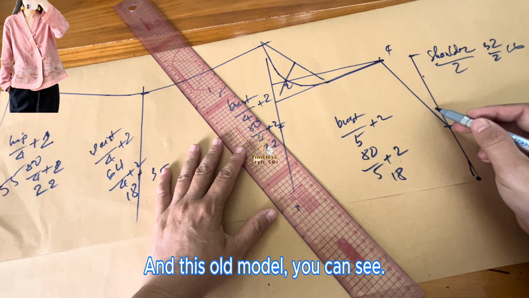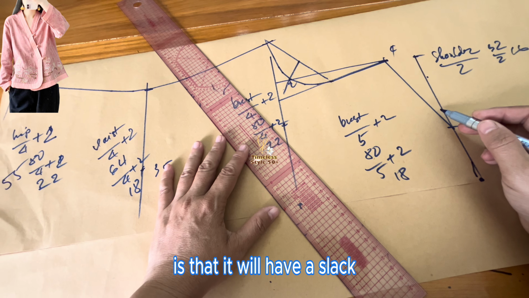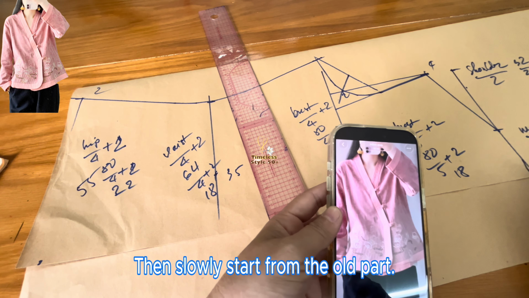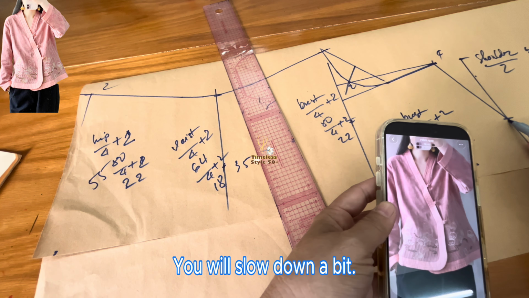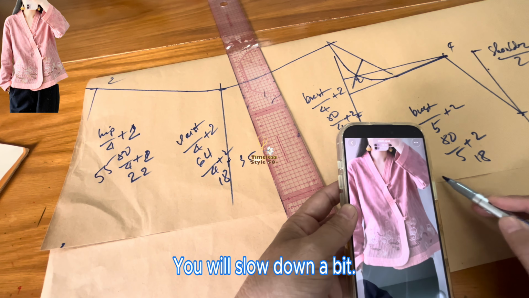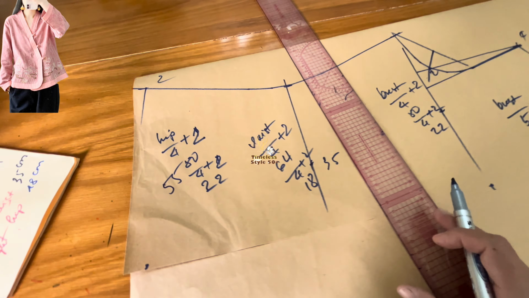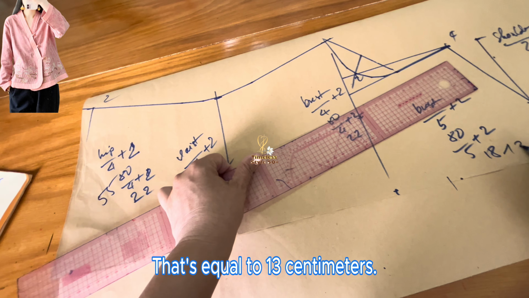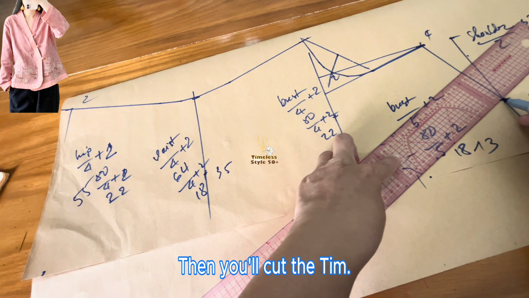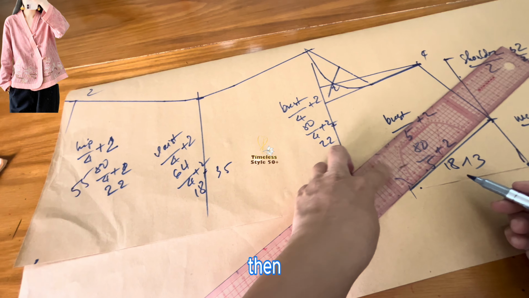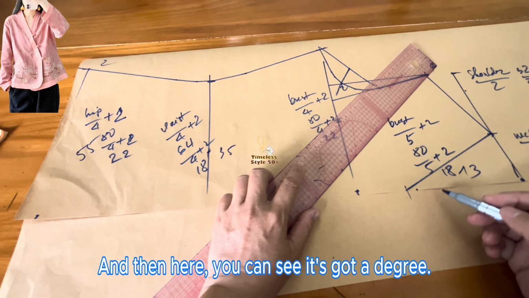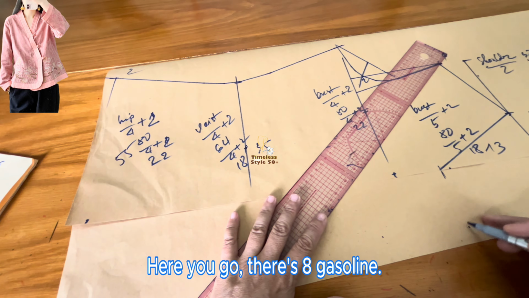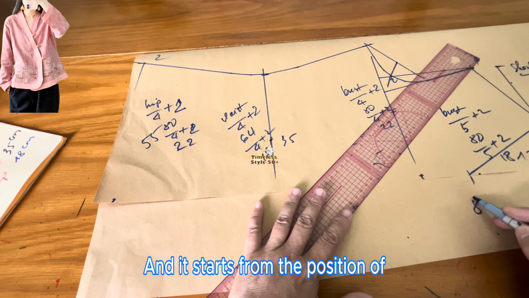And this old model, you can see, is that it will have a slack. Then slowly start from the old part. You will slow down a bit. That's equal to 13 centimeters. Then you'll cut the tim. And then here, you can see it's got a degree. Lean over. Here you go, there's a gasoline. And it starts from the position of.